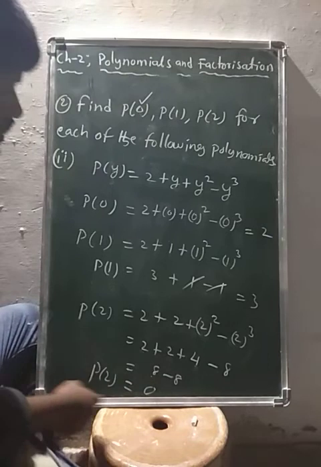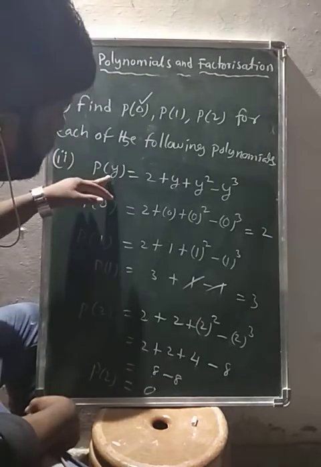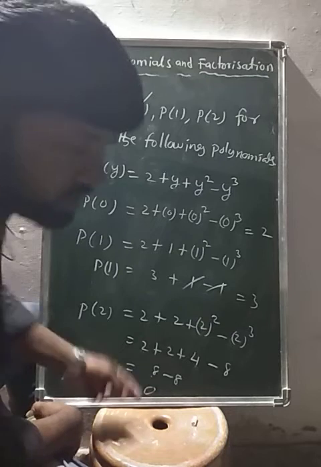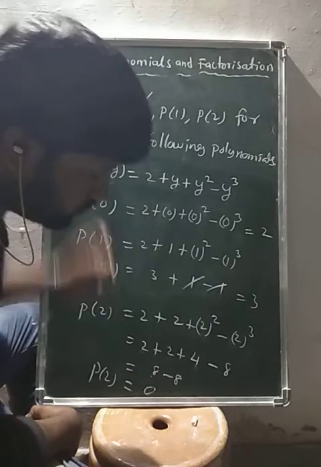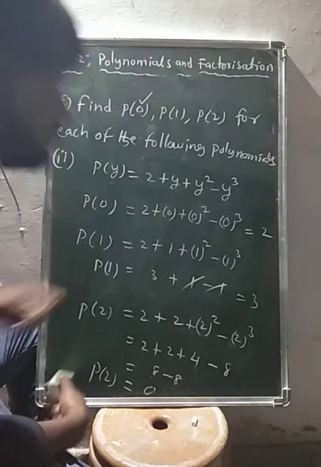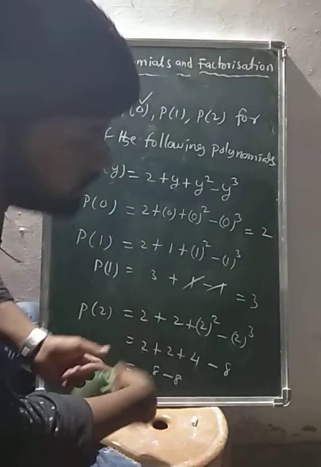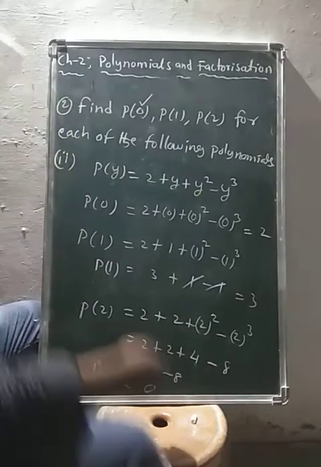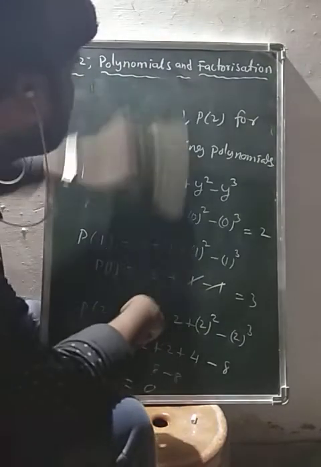That is, if we replace y with 2, the value of the polynomial becomes 0. So we can call 2 the zero of the polynomial. Okay, so in the same manner you try the remaining problems. Okay? Now see the third one.